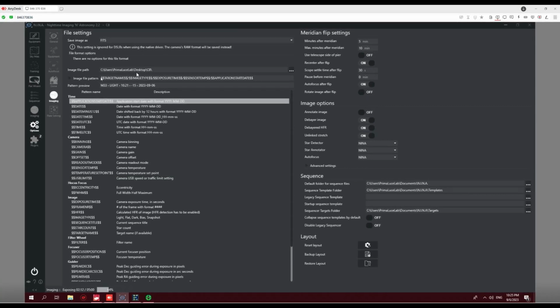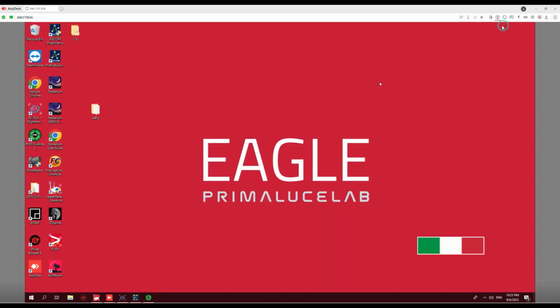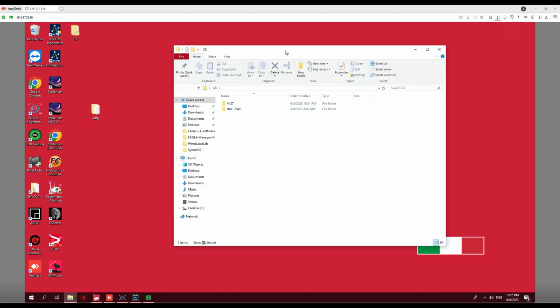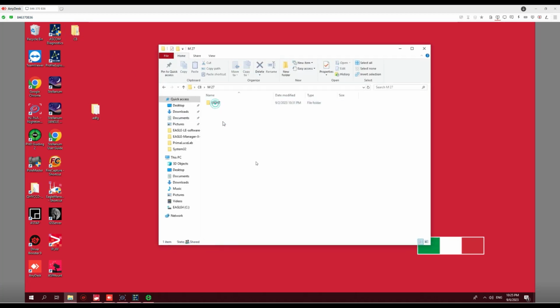And if you look at the images... Sorry about that. I couldn't find my images. Well, turns out I switched the folder to my desktop. So if I minimize this and I minimize that, images should be in here. And yep, there they are. M27.